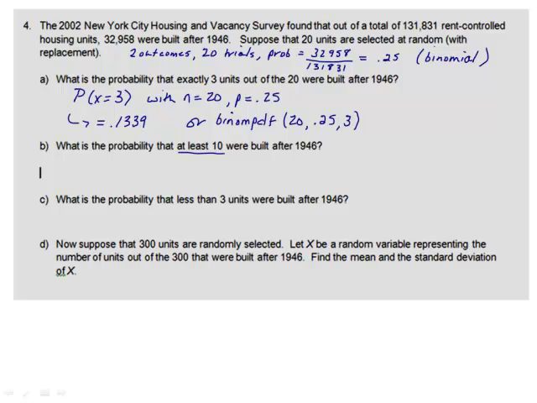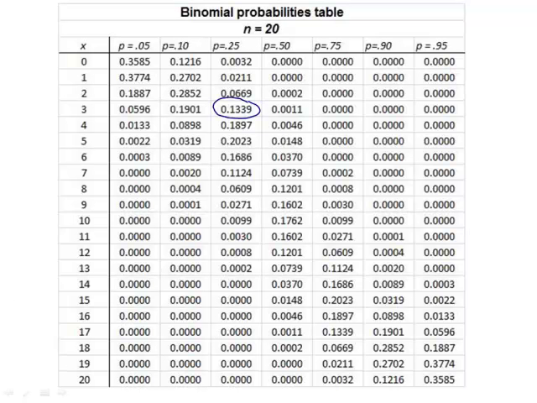Now, for the probability that at least 10 were built after 1946, at least 10 means we're including the 10, and we're going from there all the way up to 20. If we're going to use the table, we're going to have to find the probabilities for each one of those values and add them all together. So here, if we're starting at the 10 in the 0.25 column, and we're going to go all the way down, notice that most of those values in this table are 0.